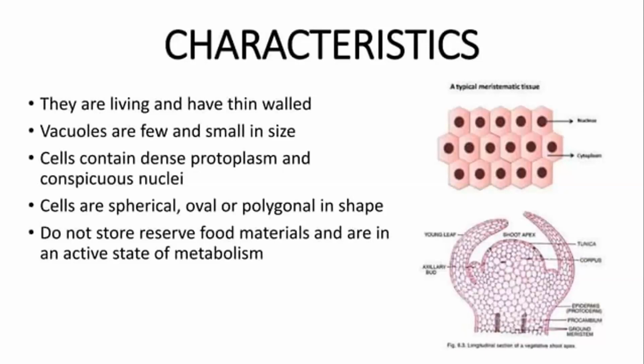They also ask this type of question: meristematic cells distinctly show large vacuoles, or thick walls, or a prominent nucleus. Here the answer is prominent nucleus. The meristematic cells have a prominent nucleus.